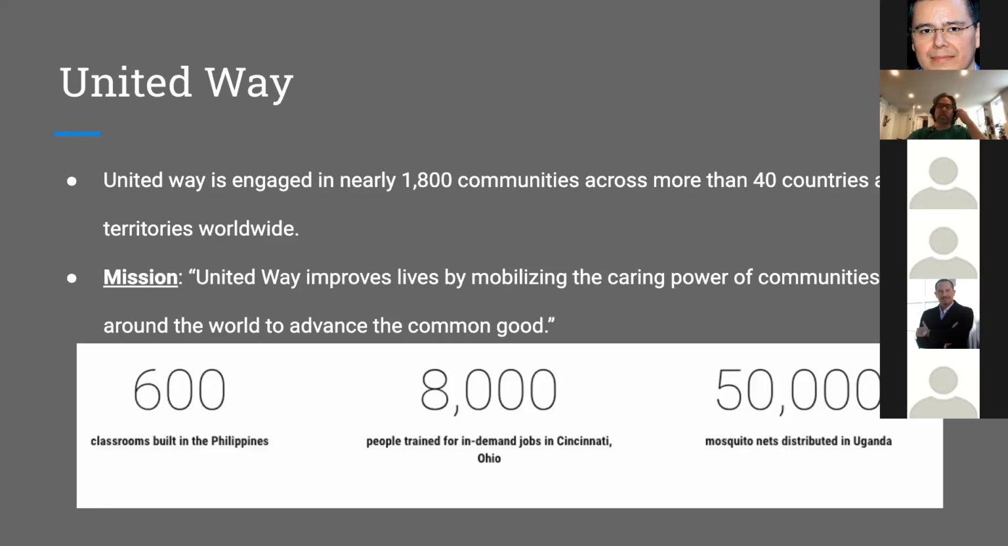So United Way, what is it? United Way is engaged in nearly 1,800 communities across more than 40 countries and territories worldwide. These are a few things that they've done. They built 600 classrooms in the Philippines, 8,000 people were trained in Cincinnati, Ohio, and they've also provided 50,000 mosquito nets distributed in Uganda.